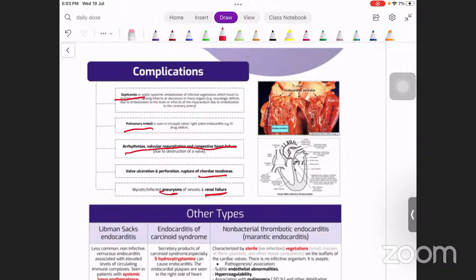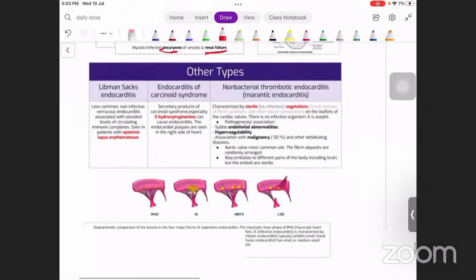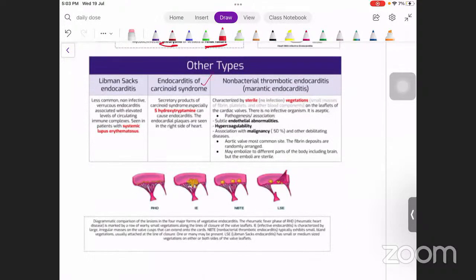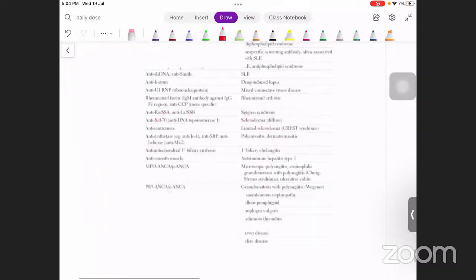So what are the types? Libman-Sacks endocarditis, carcinoid syndrome association, and marantic endocarditis. Libman-Sacks is less common and associated with SLE. Carcinoid syndrome, where 5-hydroxytryptamine levels will be elevated, can cause endocarditis. Sterile vegetations are associated with marantic endocarditis.